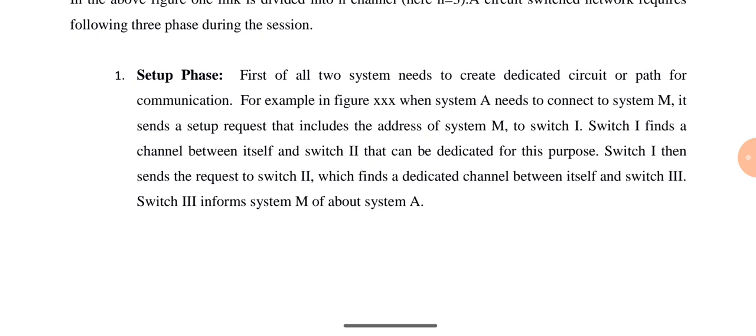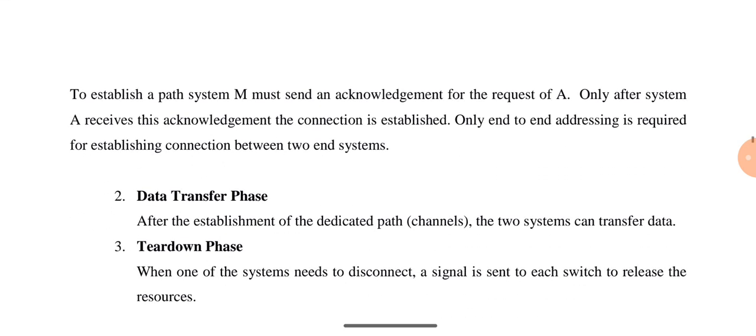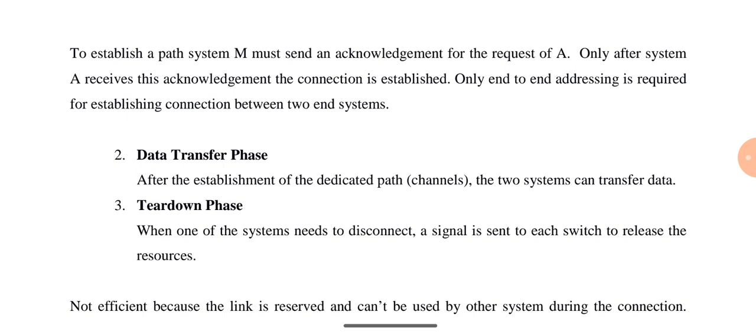There are three phases. The first phase is the setup phase. First of all, two systems need to create a dedicated circuit or path for the communication. For example, in the figure, when system A needs to connect to system M, it sends a setup request and includes the address of system M. Switch I finds a channel between itself and switch II that can be dedicated for this purpose. Switch I then sends the request to switch II, which finds a dedicated channel between itself and switch III. Switch III informs system M about system A. To establish a path, system M must send an acknowledgement for the request of A. Only after system A receives this acknowledgement is the connection established. Only end-to-end addressing is required for establishing a connection between the two systems.